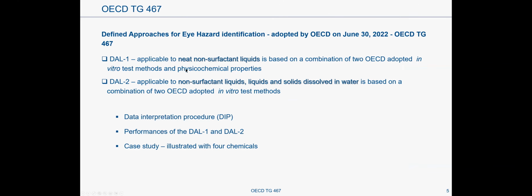But first, I will explain a little bit more on the applicability domain. So DA L1, which stands for Defined Approach for Liquids number 1. This one is applicable to neat non-surfactant liquids and is based on a combination of two OECD adopted methods and physicochemical properties. And the second defined approach, DA L2, is applicable to non-surfactant liquids and solids dissolved in water. And this one is based on two OECD adopted in vitro test methods.